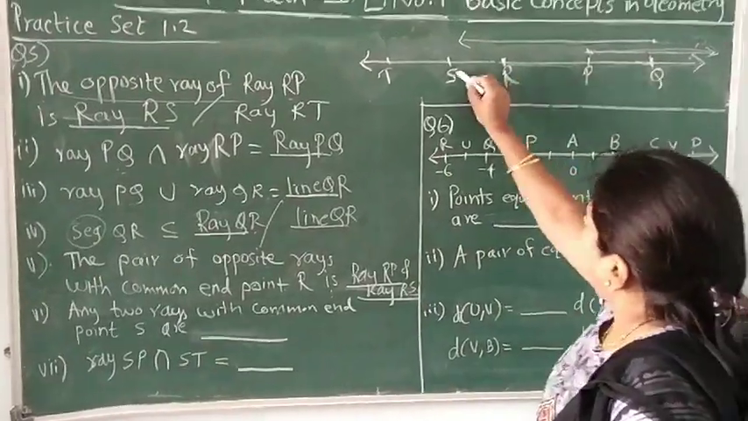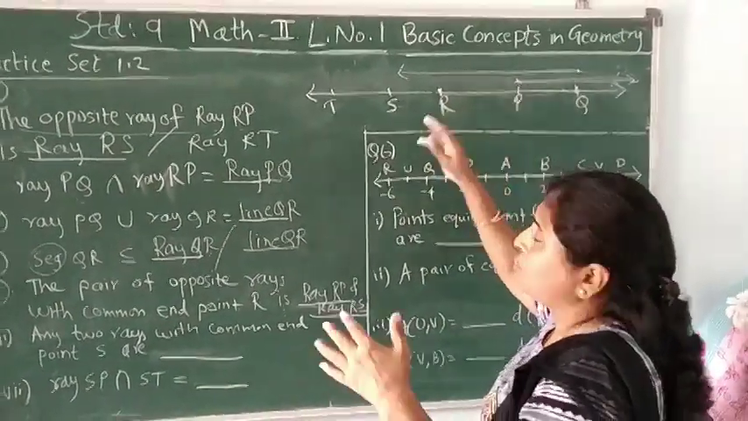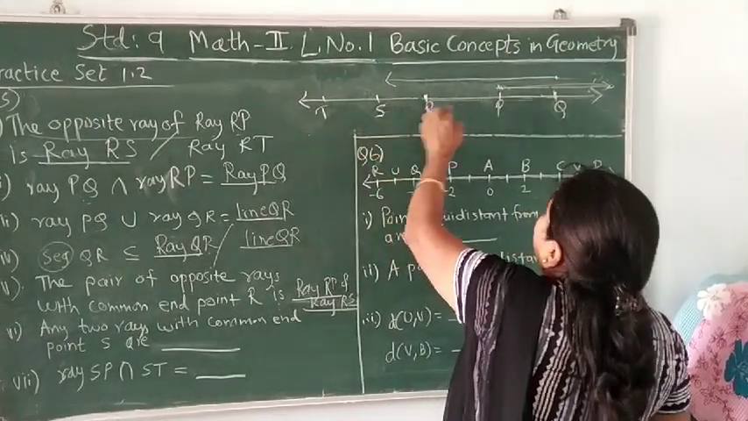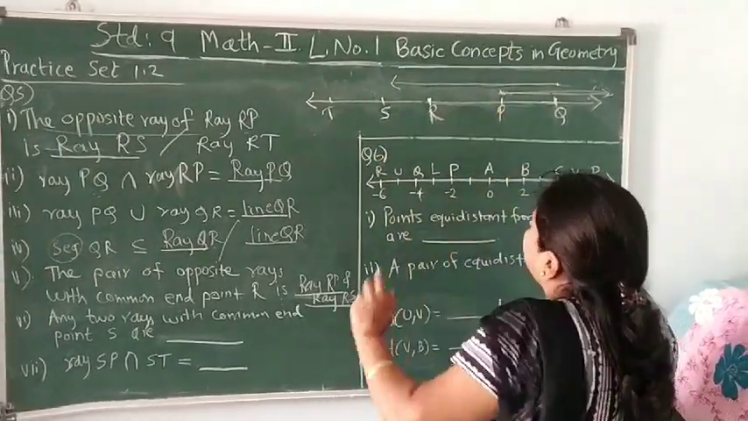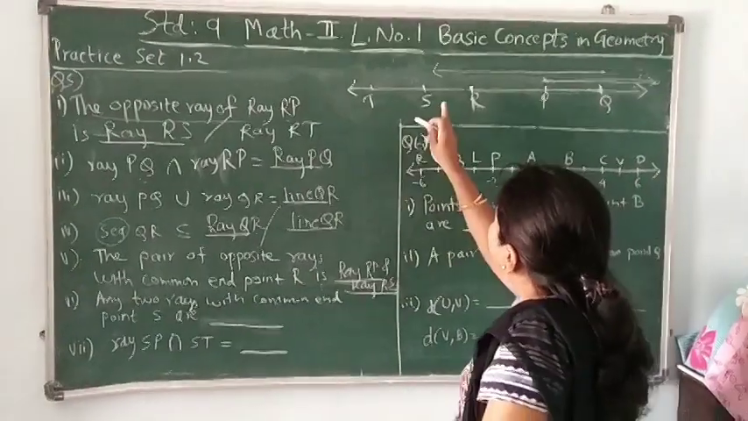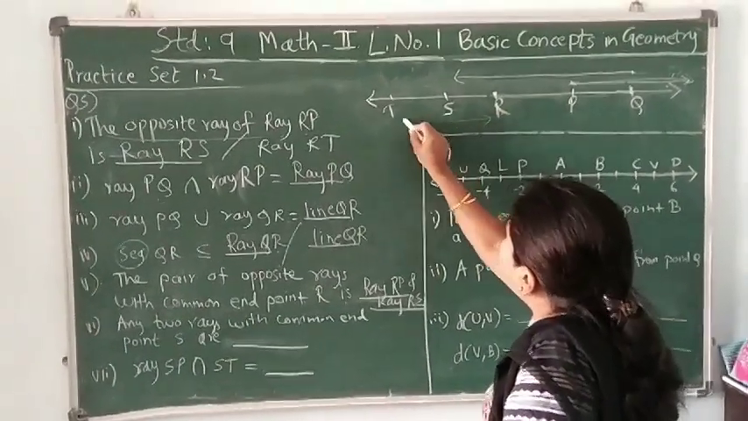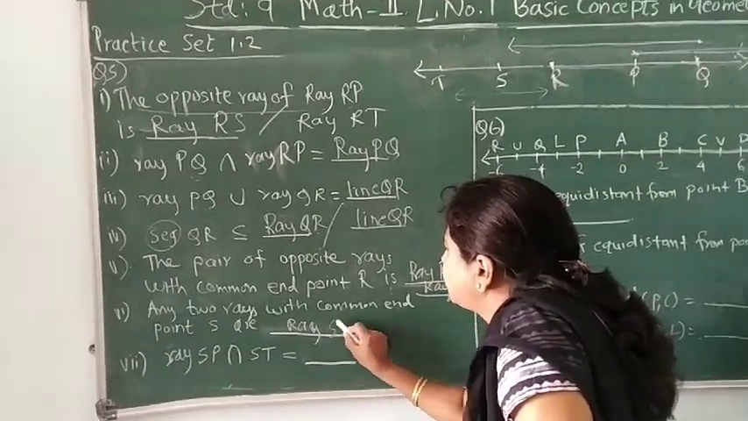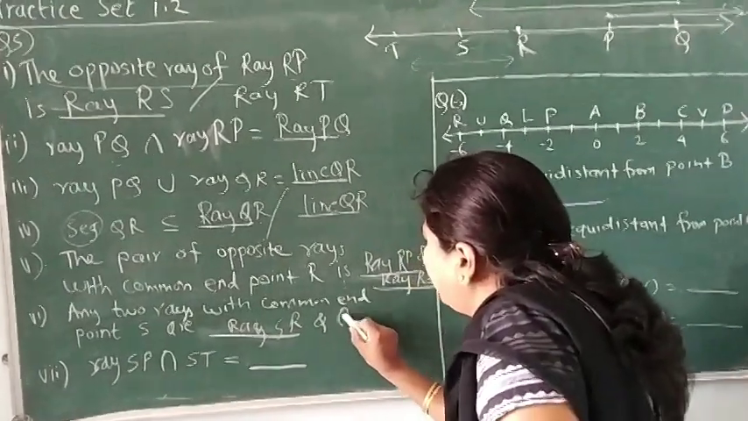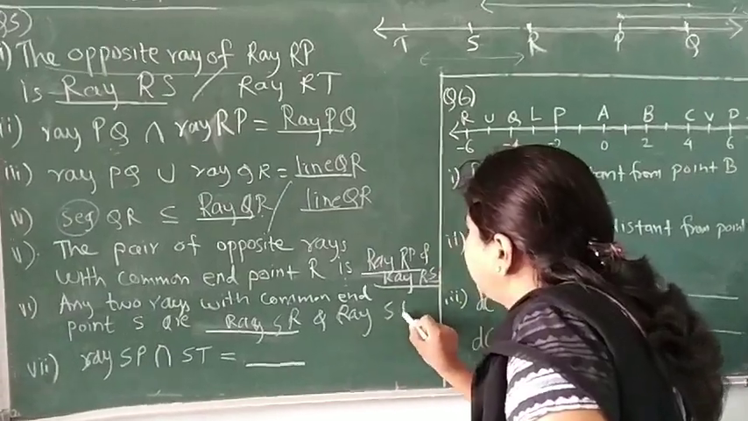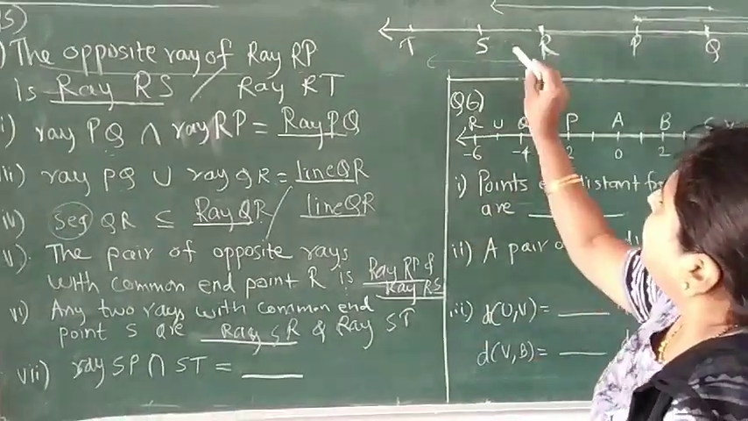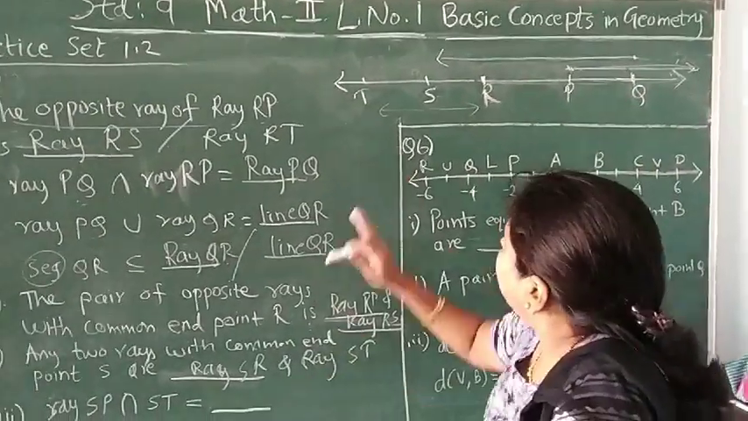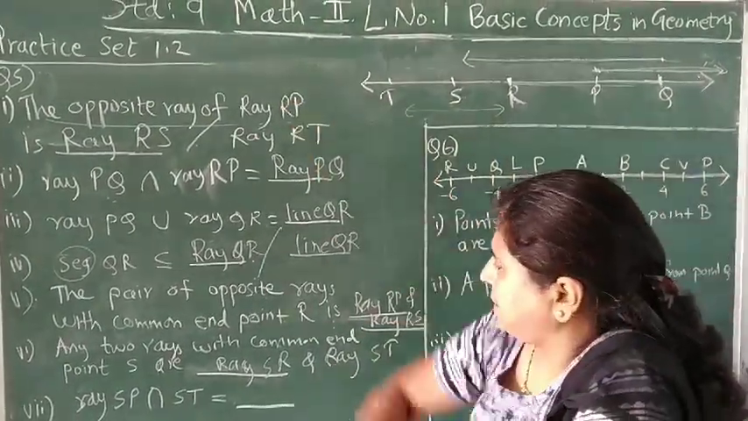So start with S and you can choose any two rays. You can say SR, SP. Actually SR and SP are the same. So we can go for ray SR and ray ST. Because if you write ray SR, SP they are one and the same. So let's write SR and then ST.